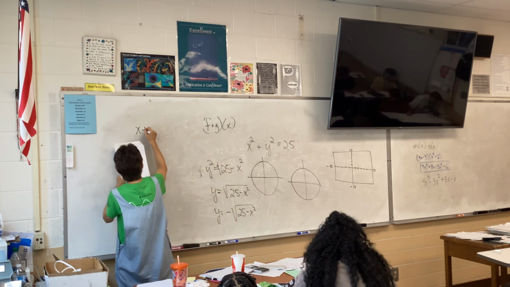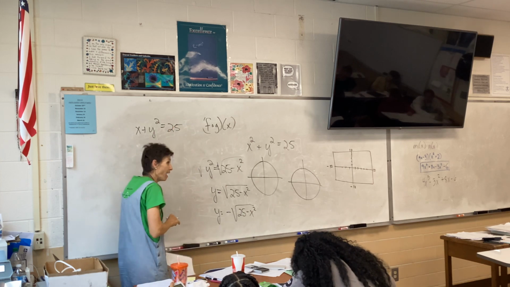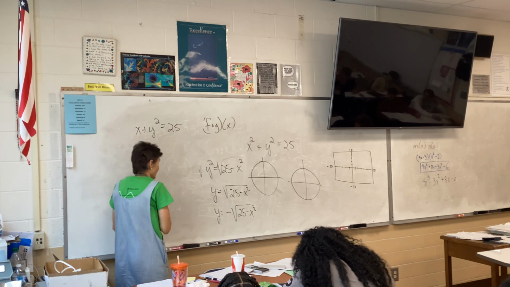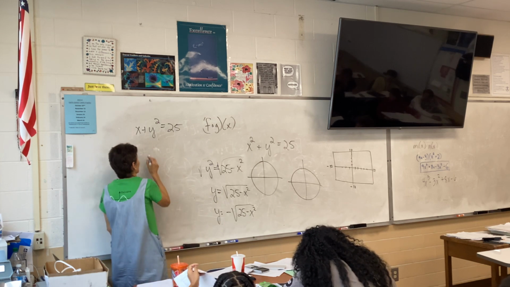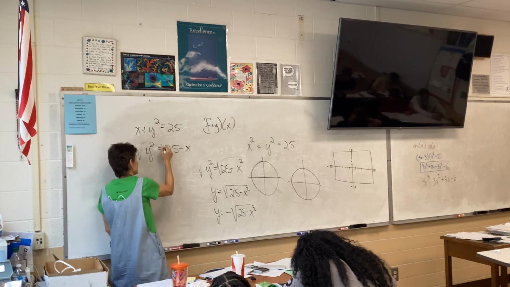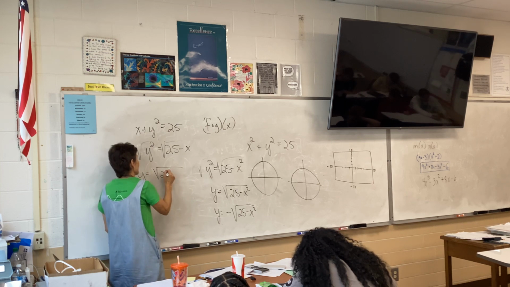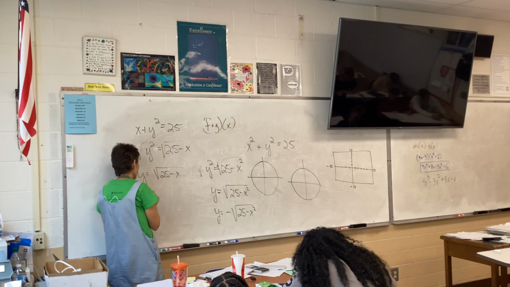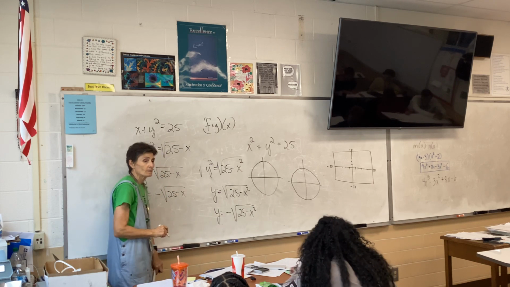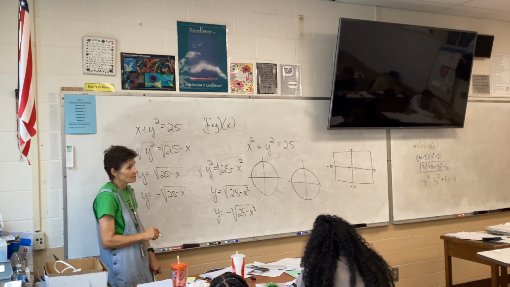So, if my equation is this, which by the way, is not a circle, how will I find my implicit functions? It's y by itself, and that's going to mean square rooting, and that's going to mean positive square root of 25 minus x and negative square root of 25 minus x. Those are your implicit functions.